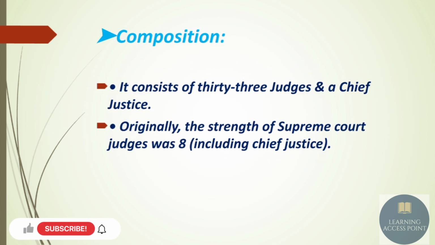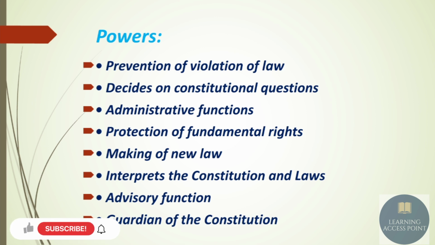Let's see the composition of Supreme Court. It consists of 33 judges and a Chief Justice. Originally, the strength of Supreme Court judges was 8, including Chief Justice. Let's see the powers of Supreme Court. The powers of Supreme Court are as follows: prevention of violation of law, decides on constitutional questions, administrative functions, protection of fundamental rights, making of new law, interprets the constitution and laws, advisory function, guardian of the constitution.